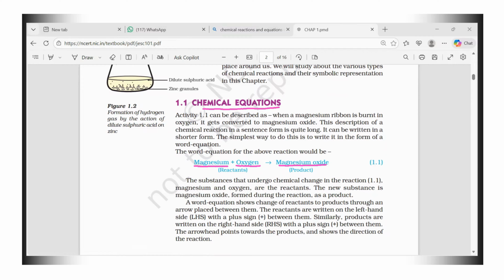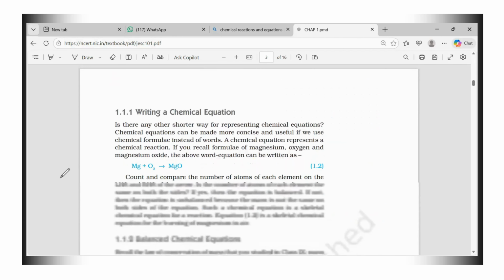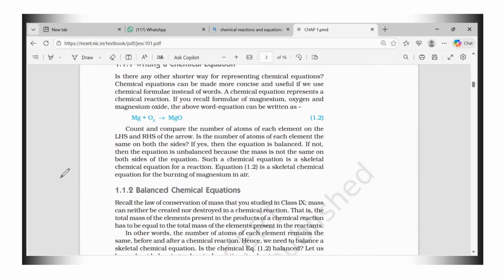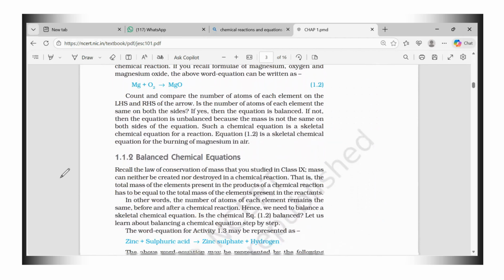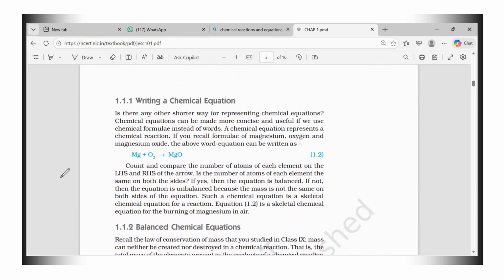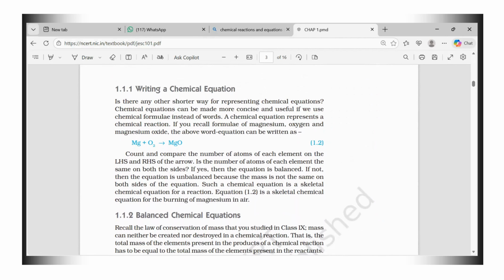All that is present on the left hand side of the equation, we call the reactants. And the ones on the right hand side are the products. Now, instead of writing it in words, if you write it with chemical formulas, we call it a chemical equation. But when we write a chemical equation, see here, on the left hand side, oxygen is 2, but on the right hand side it is only 1. So always we need to balance the chemical reaction.